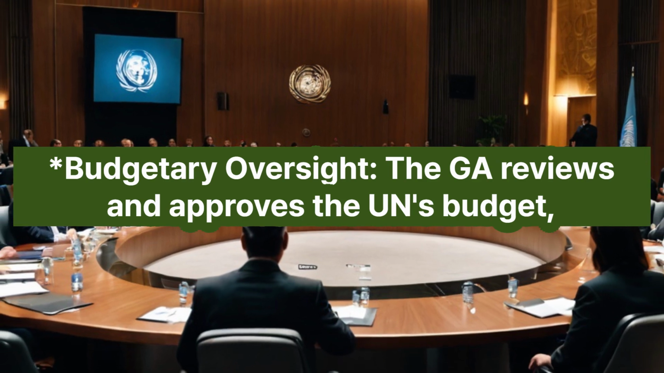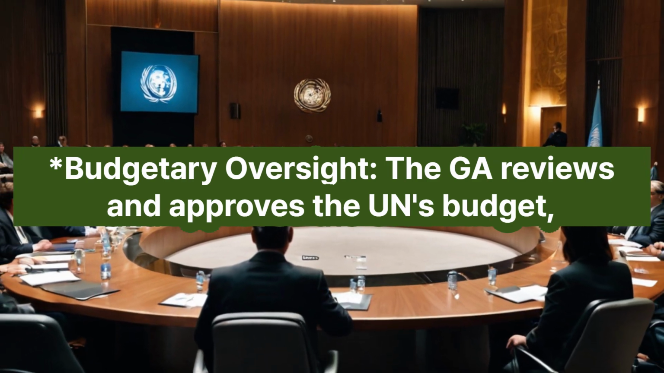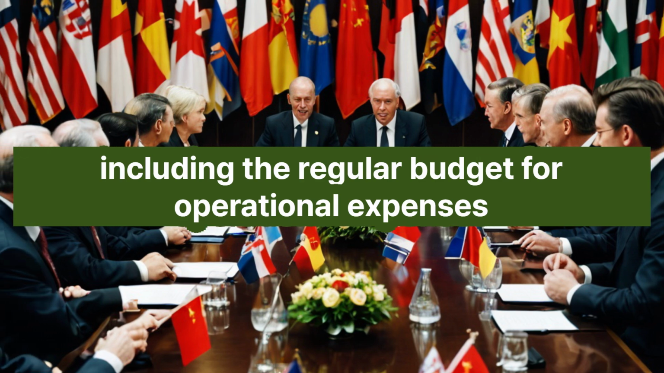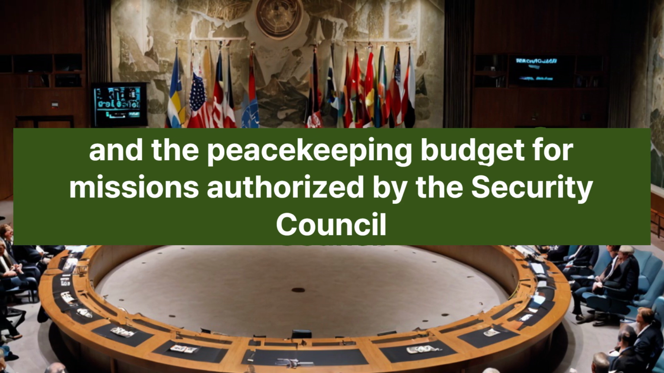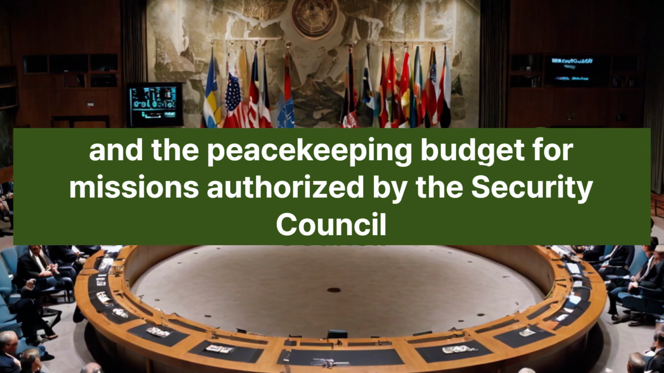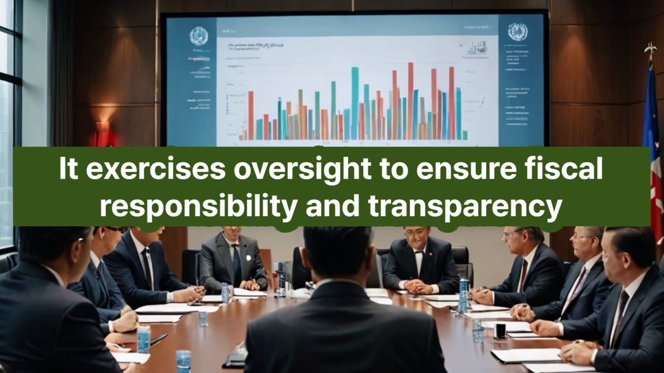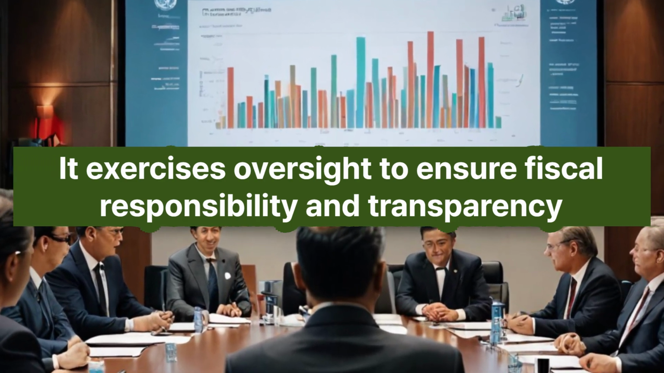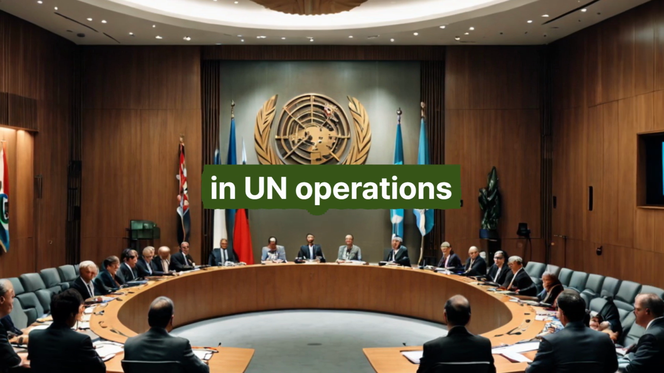Budgetary oversight. The GA reviews and approves the UN's budget, including the regular budget for operational expenses and the peacekeeping budget for missions authorized by the Security Council. It exercises oversight to ensure fiscal responsibility and transparency in UN operations.